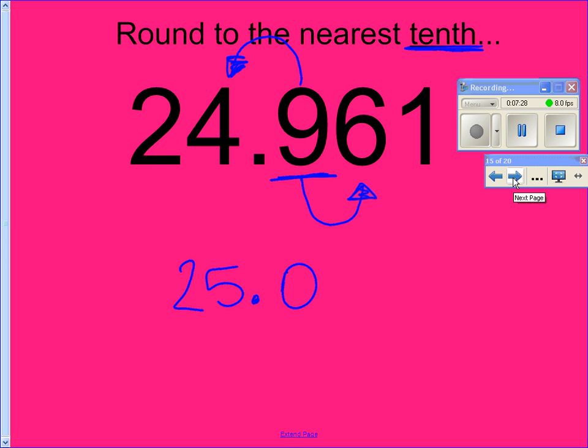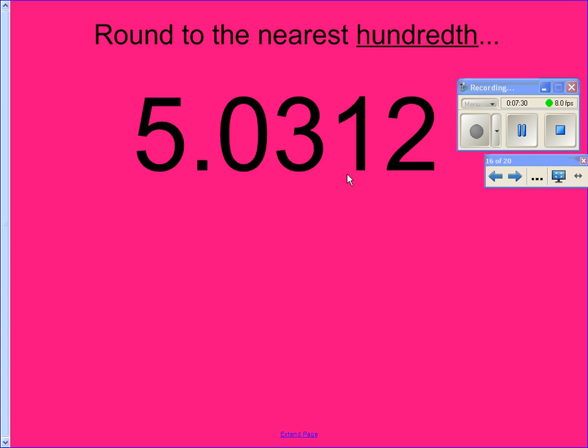Okay. This next one says round to the hundredths place. These are the tenths, these are the hundredths. So the 3 is in the hundredths place. That's the one we are going to underline. The 3 looks to the right. The 1 is less than 5, so the 1 tells the 3 to stay the same. This answer rounded is 5 and 3/100.